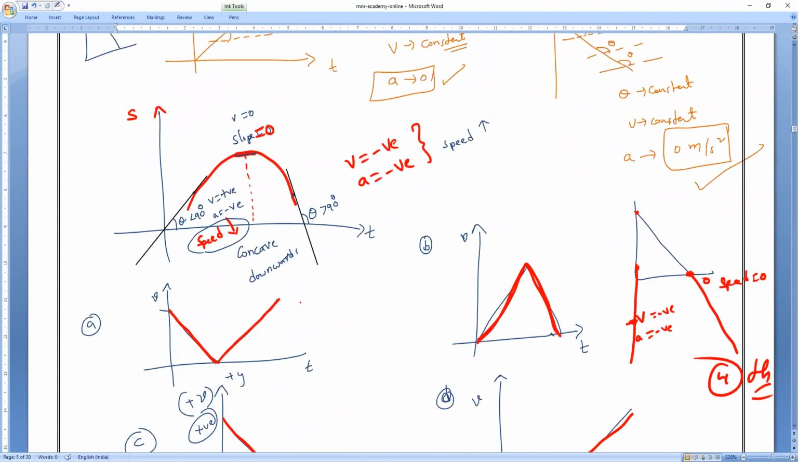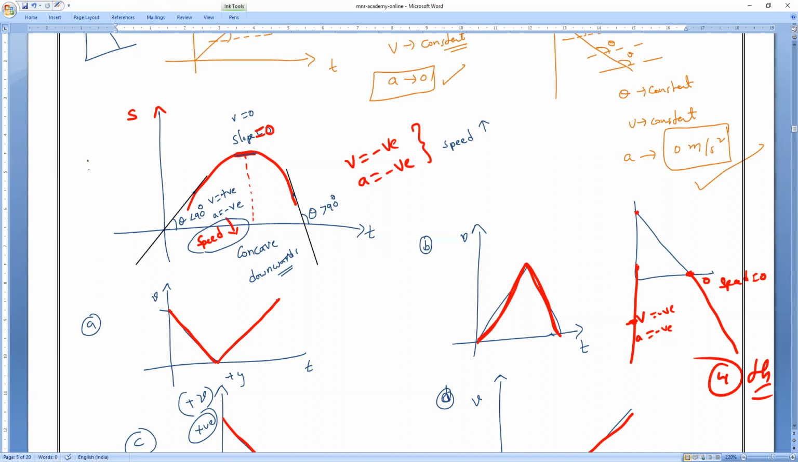First observe. Here, I want to draw a tangent. I have drawn a tangent. Now tell me, theta is less than 90 or greater than 90? Less than 90. Less than 90 means V is positive or negative? Positive. V is positive. But it is a downward curve. Concave downwards means what? Acceleration is negative or positive? Negative. So see, V is positive, but acceleration is negative.